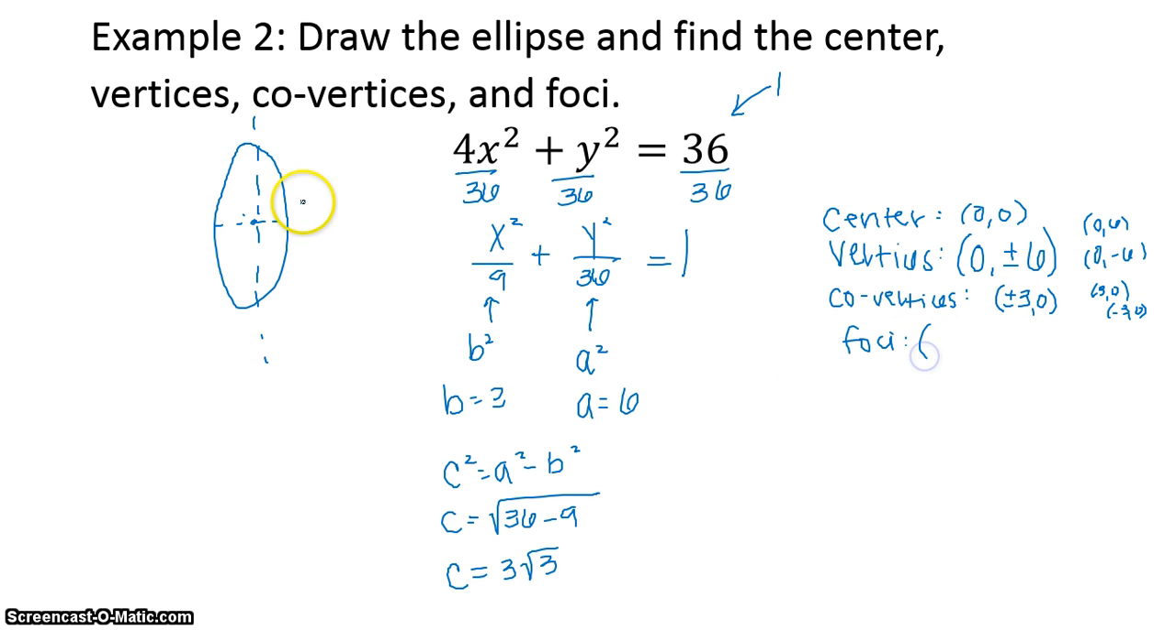For your foci, that's going to be on your major axis again. So going back from my center, it's the y value that's changing, and that's plus or minus 3 radical 3. Again, you could list that as 0, 3 radical 3, and as 0, negative 3 radical 3. Either way you want to do that is totally fine.